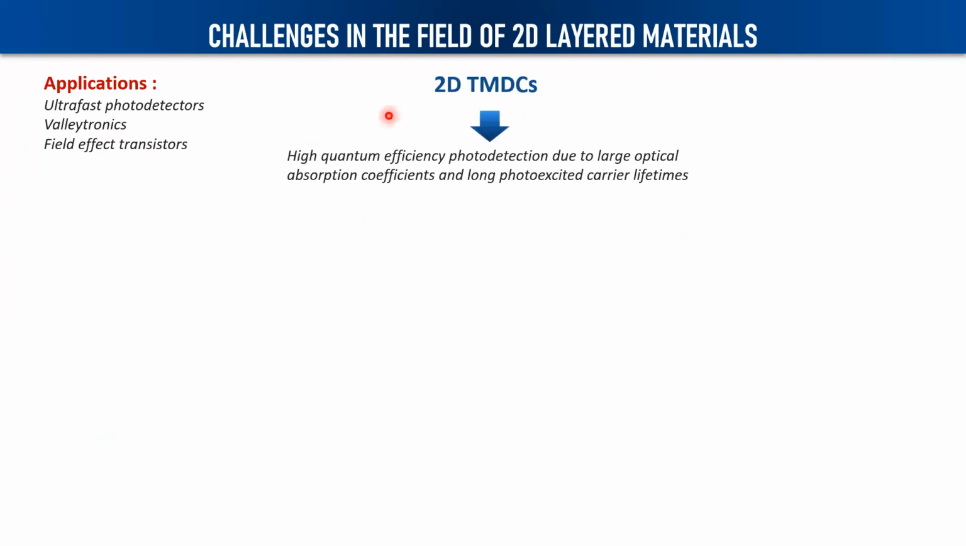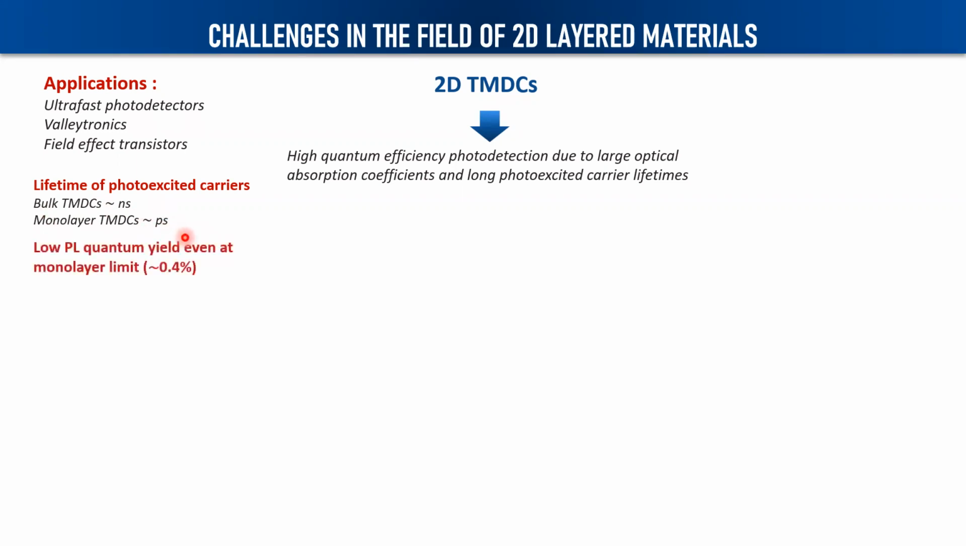theoretically, it has been predicted that these materials have high quantum efficiency photodetection because they have very large optical absorption coefficients and long photoexcited carrier lifetimes. But if you measure their lifetimes experimentally, you can see that for monolayer TMDs, it is of the order of picoseconds. They also showed very low photoluminescence quantum yield even in the monolayer limit. So what can be the reason? Obviously, there is a large amount of non-radiative recombination which is giving rise to this low PL quantum yield.